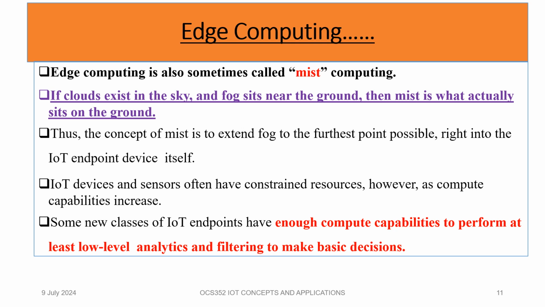Just as clouds exist in the sky and the fog sits near the ground, mist is what actually sits on the ground. Thus, the concept of mist extends fog to the furthest point possible, right into the IoT endpoint devices themselves. IoT devices and sensors often have constrained resources, however, as compute capability increases, some new classes of IoT endpoints have compute capabilities to perform at least low-level analytics and filtering to make basic decisions.